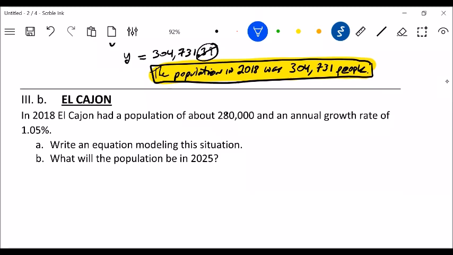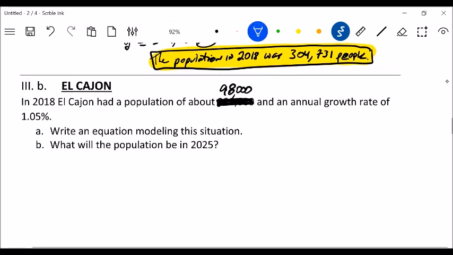Okay, and first we have to change the number here. That's not supposed to be 280. That's a typo from the last one. It's supposed to be 98,000. This is the same type of problem. So let's go through it and look at it.